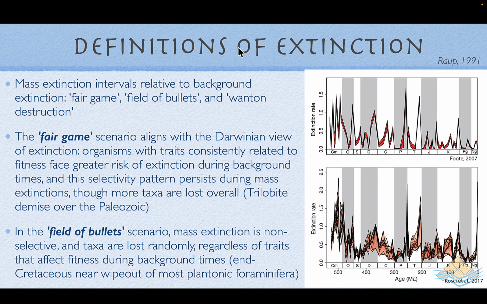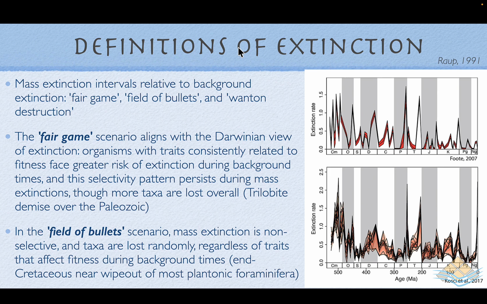These days we think of extinction events, this was summarized by Raup in his groundbreaking book back in 1991, where we can break mass extinction intervals relative to background extinction into three types, what we call the fair game, the field of bullets, and wanton destruction. The fair game extinction scenario is the Darwinian view of extinction, where organisms with traits consistently related to environmental fitness face greater risk of extinction during background time. And that selectivity pattern persists during mass extinctions, so this is ongoing throughout the Phanerozoic. But of course, during mass extinctions, more taxa are lost overall.